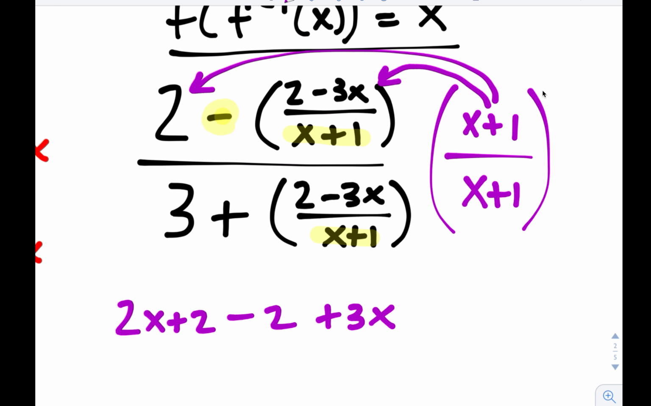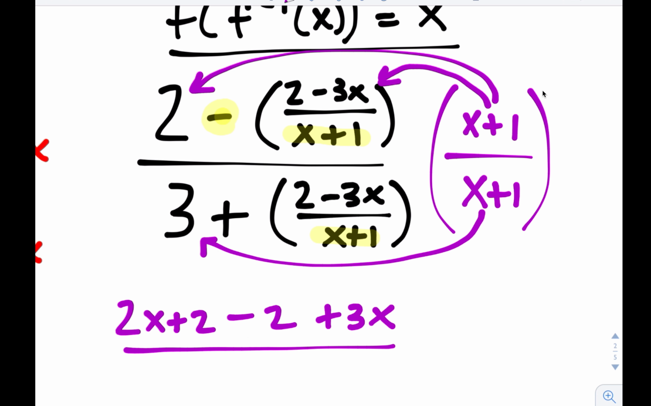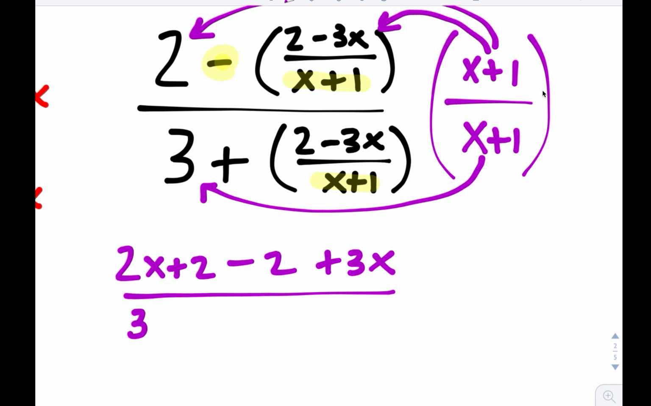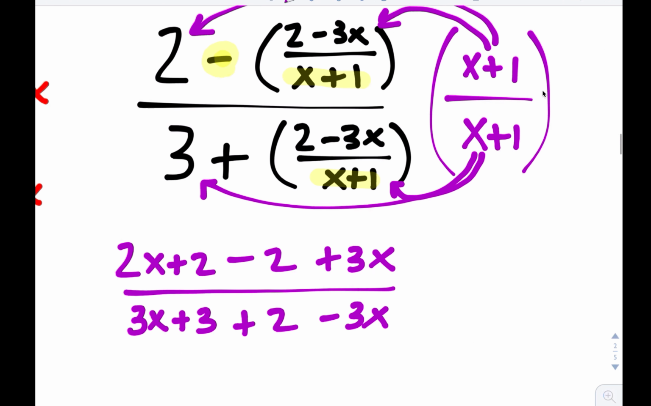Okay, and then there on the bottom, again, I'm going to take the x plus 1, multiply it to 3. So that's going to give me 3x plus 3. And then, again, multiply it to what I have there in the parentheses. Again, the x plus 1s should cancel out. So you're going to be left with plus 2 minus 3x. Okay? So now that you've gotten rid of those fractions, all you're going to do now is you're just simplifying.